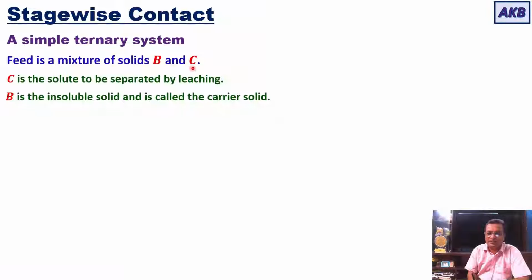So C is present in the mixture with B, and the task is to recover C by using stage-wise leaching operation, and in this case by using multi-stage counter current leaching operation. So we are going to understand this multi-stage counter current leaching. The solvent used in this case is A. So the components involved are A, the solvent that is used for leaching, then B, the insoluble solid, which is the carrier solid, and C, which is the solute to be separated by leaching.